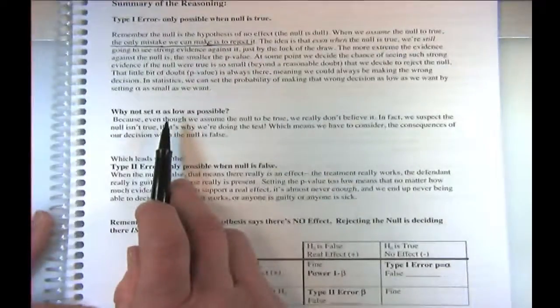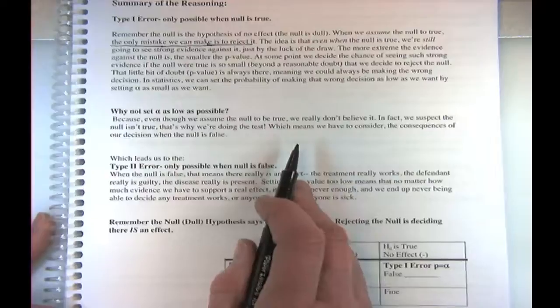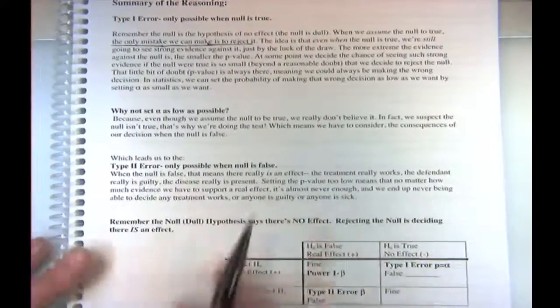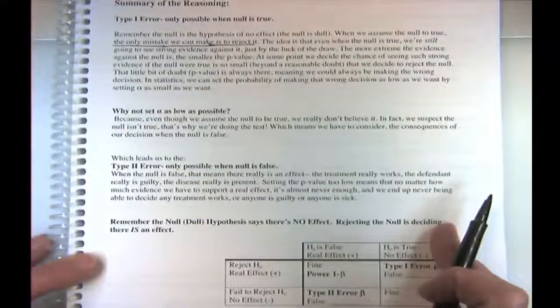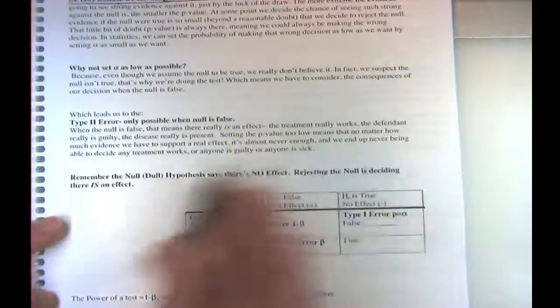Why not set that type 1 error as low as possible? We saw just why not. And let's see. So you can read all this on your own. It's just a repetition of what we've discussed. And let's see if you can fill this out on your own, okay?